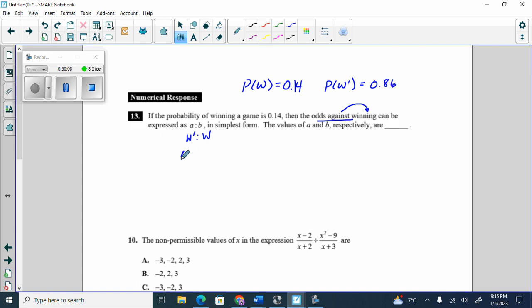So we're going to get 0.86 to 0.14. Now I told you you can type this in your calculator: 0.86 divided by 0.14. I'm just going to put it back in that order. Just typing it in, it gets you 43 over 7, which is just 43 to 7. And here it wants the values of A and B respectively, so it needs to be 4, 3, 7.